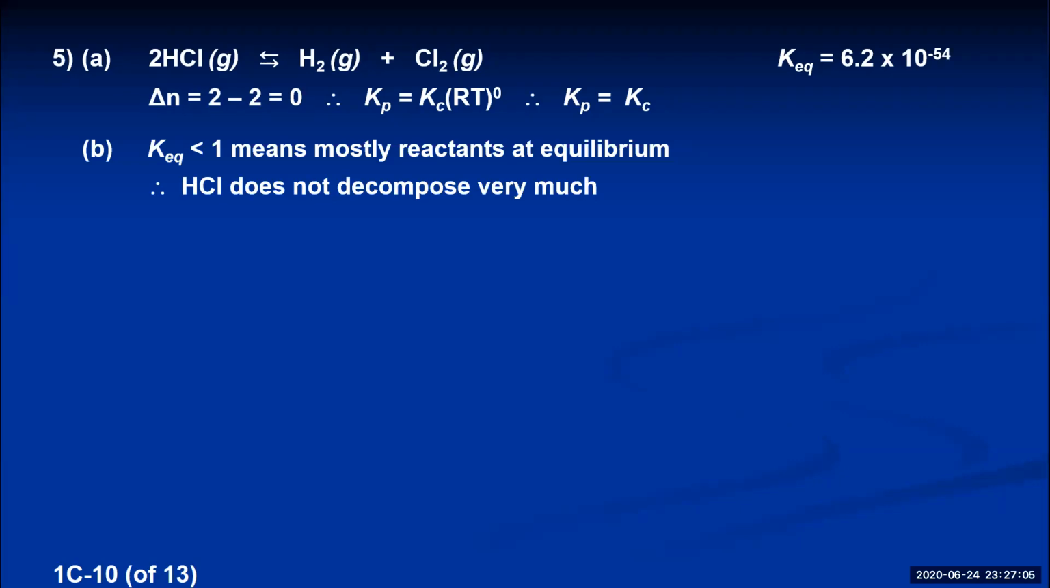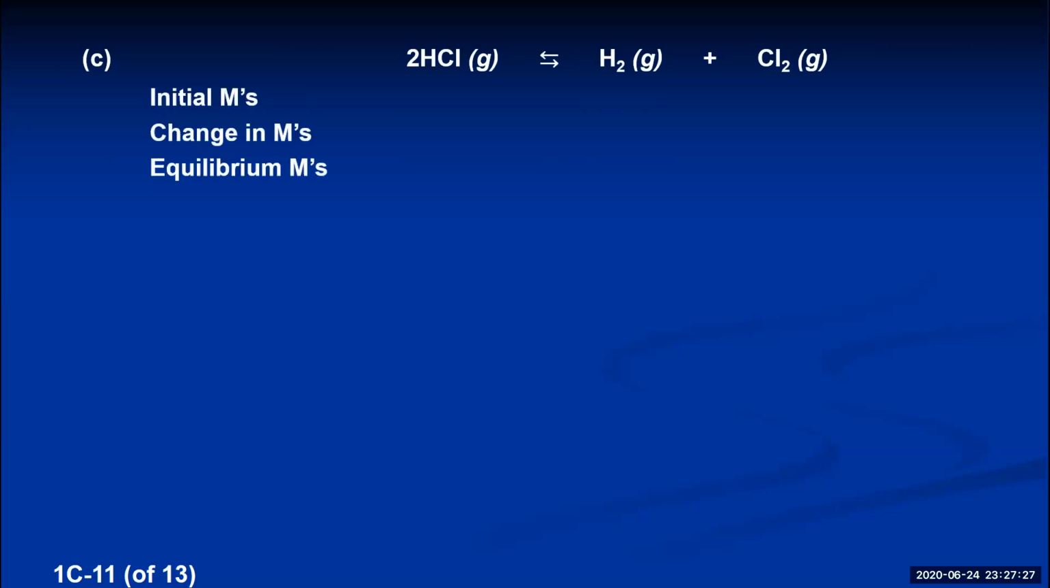C. If 0.010 moles of HCl is placed in a 1.0 liter tank and allowed to come to equilibrium at 25 degrees Celsius, will the X in the ice table be large or small? And then what will be the final concentration of the hydrogen gas in moles per liter? So to do this, we're going to set up an ice table for the reaction that we know the equilibrium constant for. And they're telling us here we're starting with 0.010 molar of HCl and nothing else.